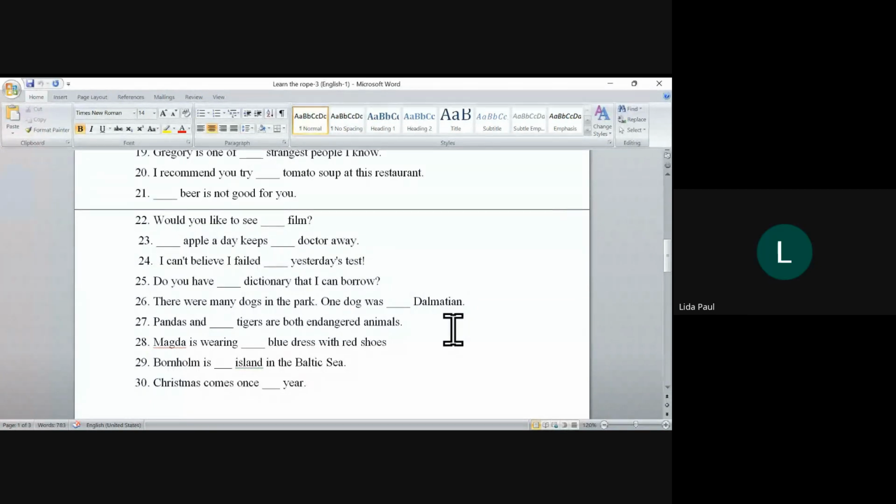Ma'am, Magda is... No, ma'am. We'll finish this and then ask. If there are people who want to leave, they can go, okay? Because we have been holding some of them back for a long time.